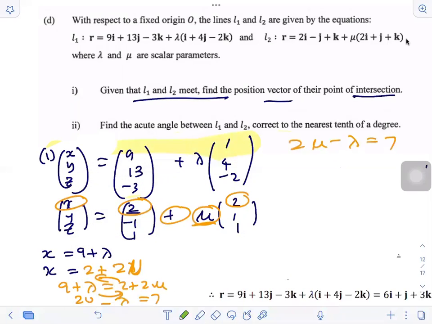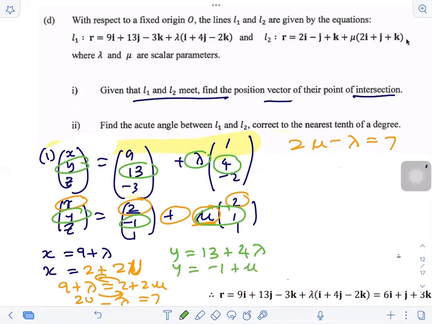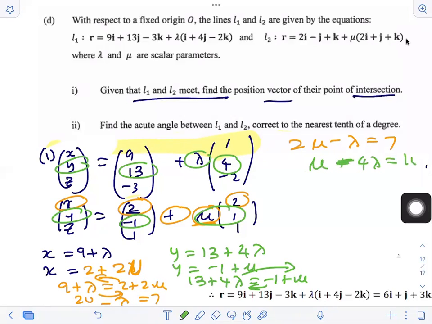Right, let's get the second one, the y values. So y equals 13 plus 4 phi, and y is minus 1 plus mu. So that means 13 plus 4 phi equals minus 1 plus mu. So the equation would be, bring that to there, that to there, mu minus 4 phi equals 14.